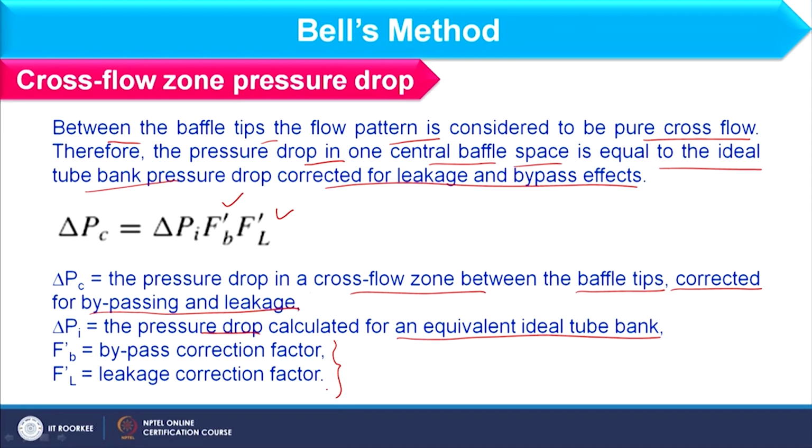Now, the point is why we are considering the bypass and leakage correction factors. Why am I not considering Fw prime or Fn prime, like the window correction factor and the tube row correction factor? The answer is, in the cross flow zone we will have leakage in terms of the gap between the hole in the baffle as well as the tube OD, right.